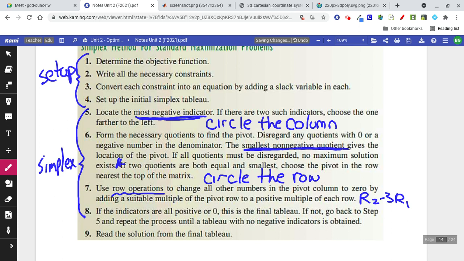And then step 8, we look at those indicators again. And if all of those indicators are positive or zeros, then we're finished. Any negative numbers on the bottom, you're not finished. You have to do the process again. All right. So it's kind of a loop where you do these 4 steps, and then if you're finished, you're finished. But if you're not finished, you have to go back and start over again. And then once you're finished, once you have all positives or all positives and 0 on that bottom row, then we can read the final solution.